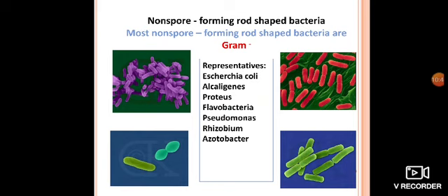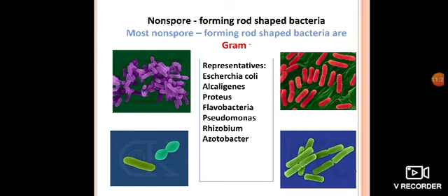Again, a distinguishing point: we observe that gram negative bacteria do not generate spores. If we consider gram positive bacteria, they generate spores. But gram negative bacteria are non spore forming, meaning they do not produce spores. So the rod shape bacilli that are gram negative are non spore forming.